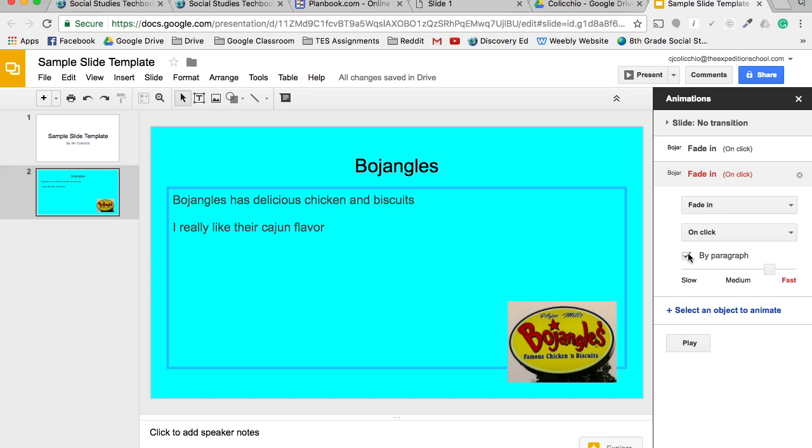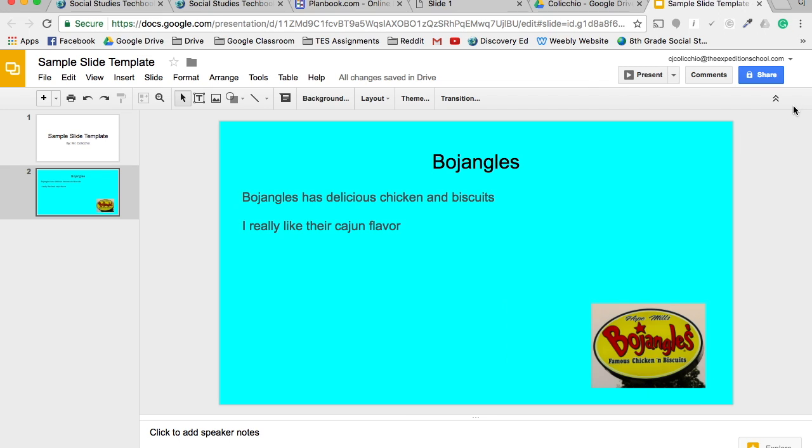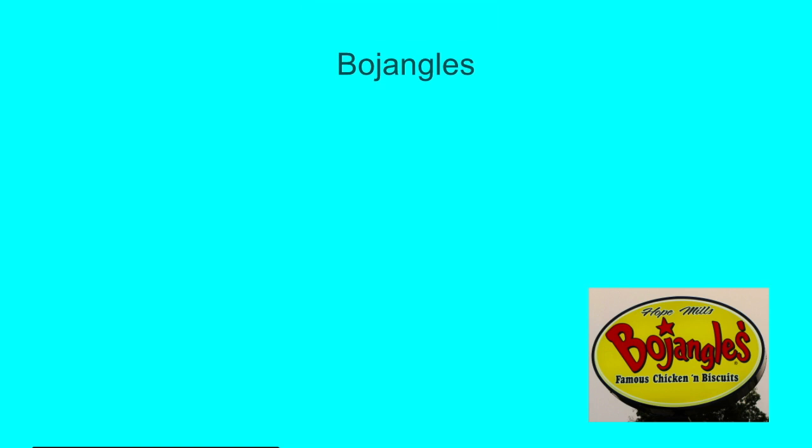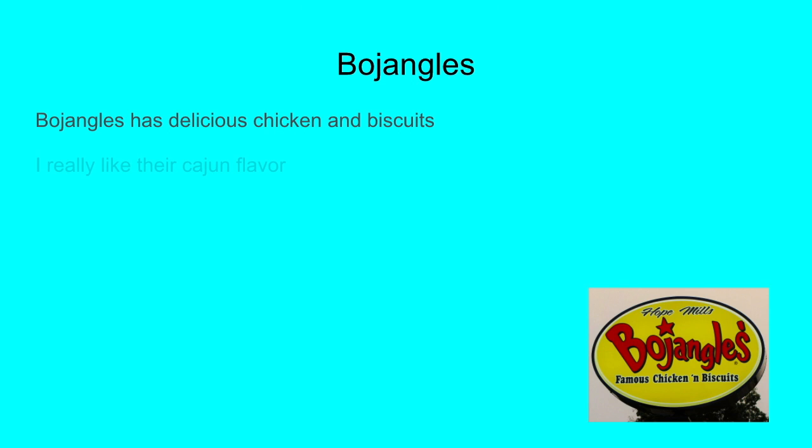And you might see teachers do this when they're giving you informational facts and they don't want to give you all at once, so they'll just do sentence by sentence. So of course, every time I click, I'll be able to see my title, then my text paragraph one, and then my text paragraph two.